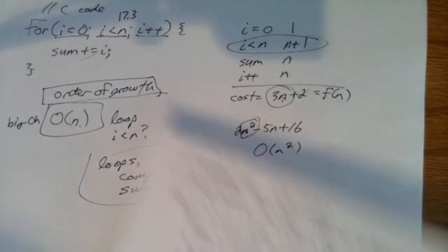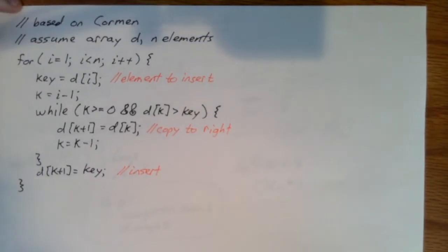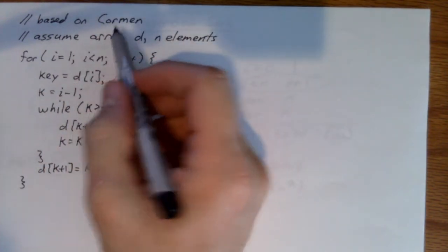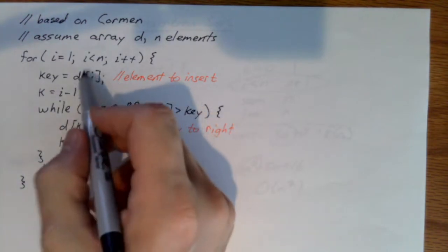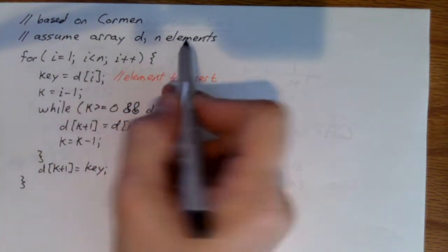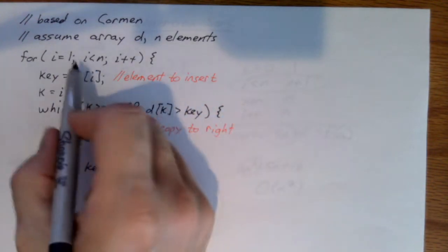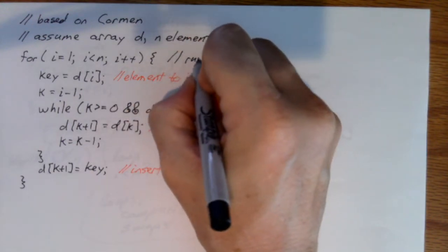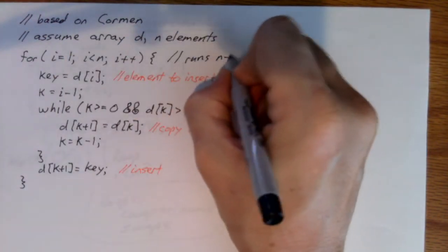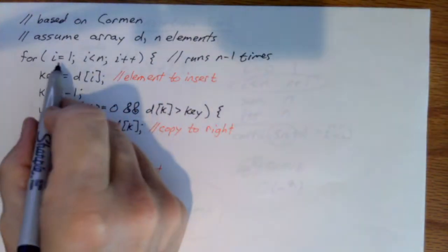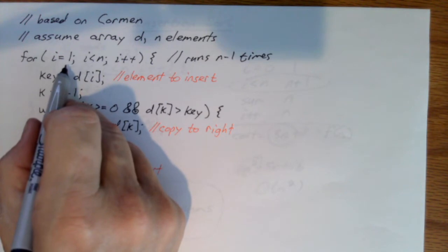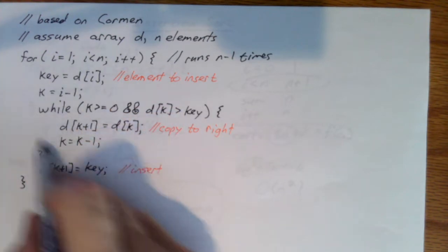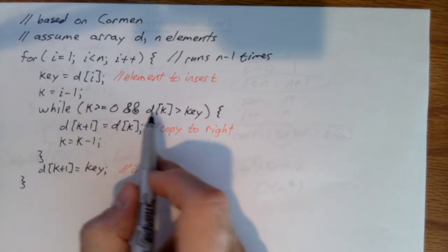Okay? So now let's look at this code here for insertion sort. In the algorithms book by Cormen and others, they have some pseudocode, which I've then turned into C code here. And this assumes we have an array called D that has n elements. So we have this loop here that will run n minus 1 times, because this starts at 1, not 0. And then we immediately will have this key value, and then we do some stuff, and then we have this loop here, and we're going to be looking at this comparison along the way.